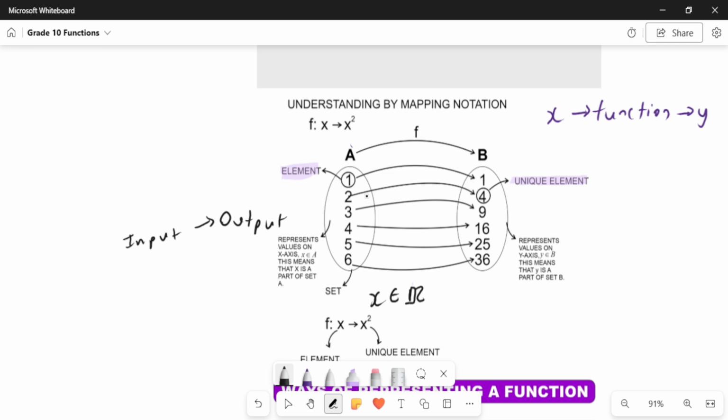And this is how it goes. And the most important part that you need to remember is that for a function, for every input, you cannot have 2 outputs. Then you don't have a function. You have a relationship, but not a function. 2 distinct things that you need to understand.